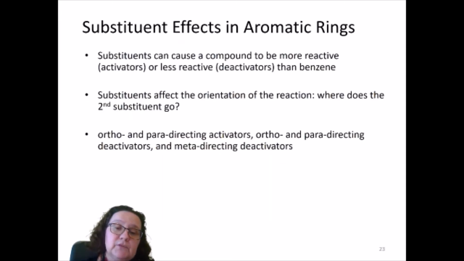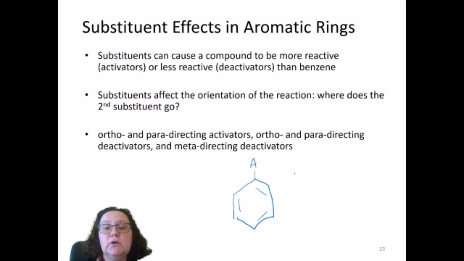So when you have a benzene ring that has already one substituent that I'm going to call A, and you want to add another substituent that we can call B, where will it go? Will it go in this position, or in this one, or in this one?